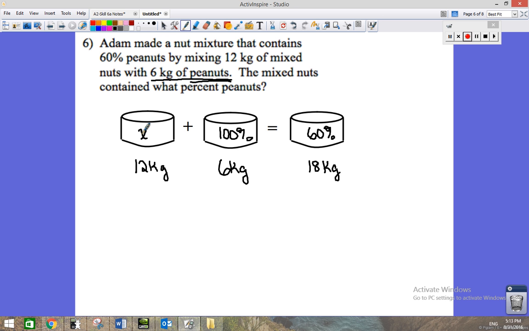So we take the concentration times the weight. We've got x times 12, or you can write 12 times x. 100% as a decimal number is just 1 times 6. The 0.60 is 60% written as a decimal. I have one equation and one unknown, and I can solve for this x in just a couple of steps.